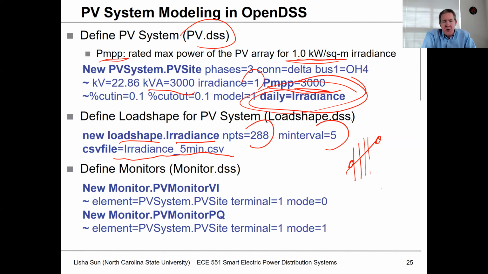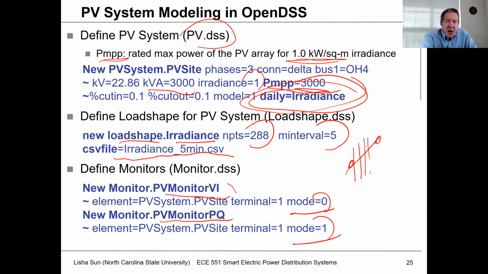The other thing you need to do is set up your monitors. Monitors are places where you're going to be taking measurements. You're going to set up a monitor called PV Monitor VI, for monitoring voltage and current. You would set up another monitor called PV Monitor PQ. Note you have a mode here. Mode 0 means you're going to monitor voltage and current. Mode 1 means you're going to monitor power.